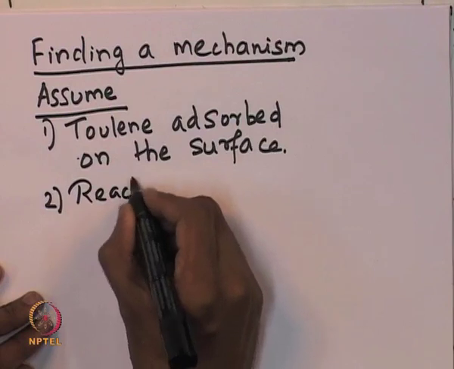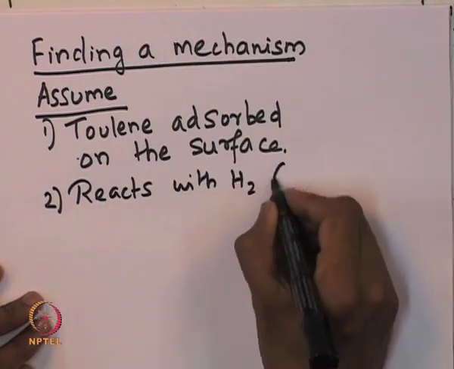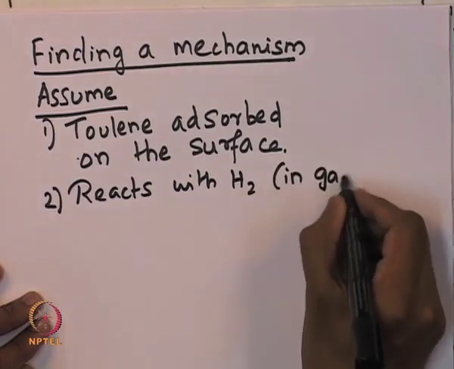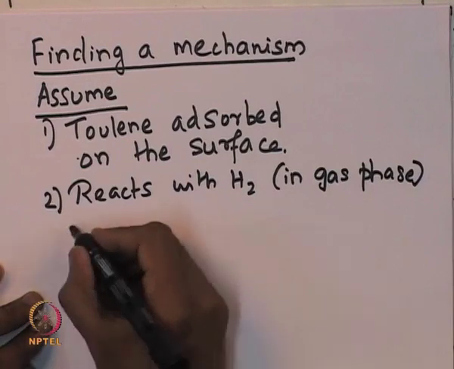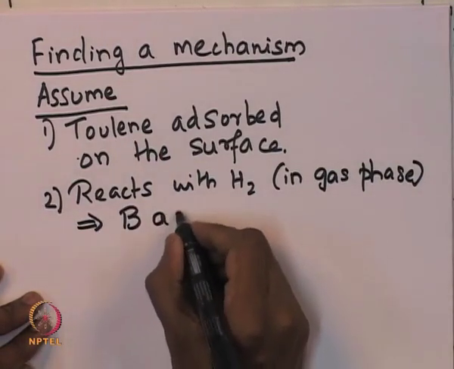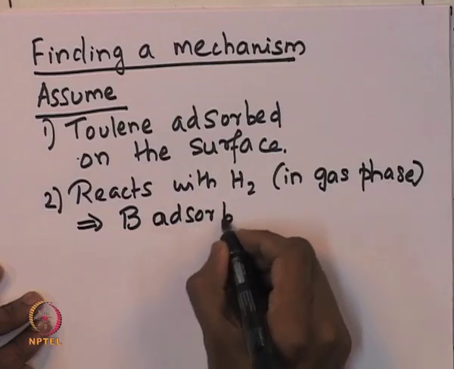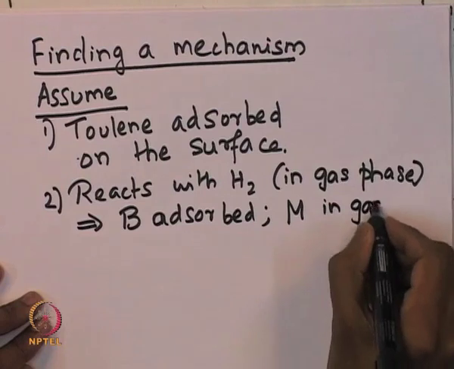Okay. So this can be captured in this statement here. The toluene which is adsorbed reacts with hydrogen in the gas phase, and it leads to the production of benzene which remains adsorbed on the surface, and methane which goes into the gas phase.